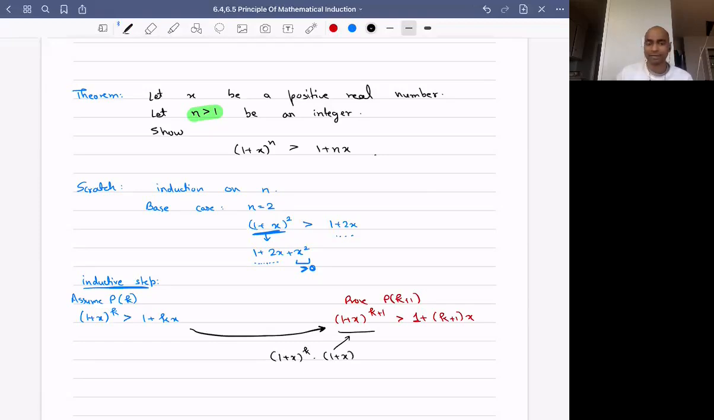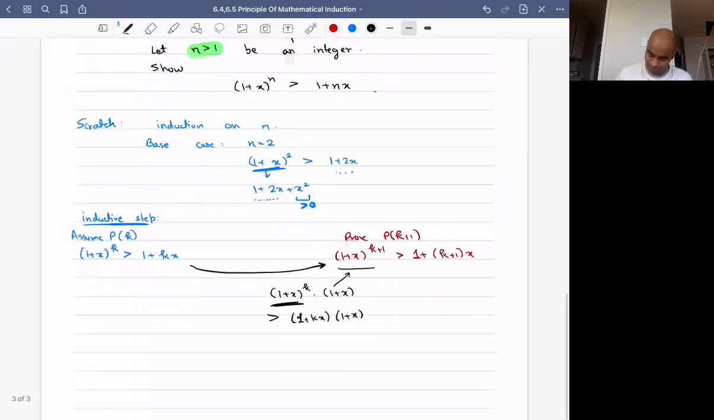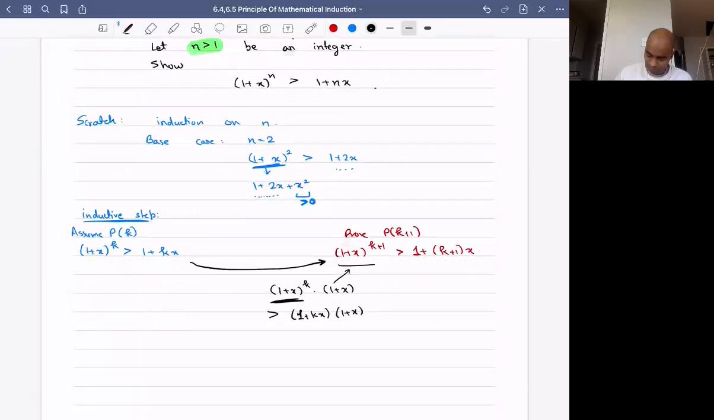And now my inductive step, the induction hypothesis, is telling me that I can do something with this. That is, this is greater than (1 + kx) times (1 + x). So I can go from here to here by multiplying both sides by 1 + x.